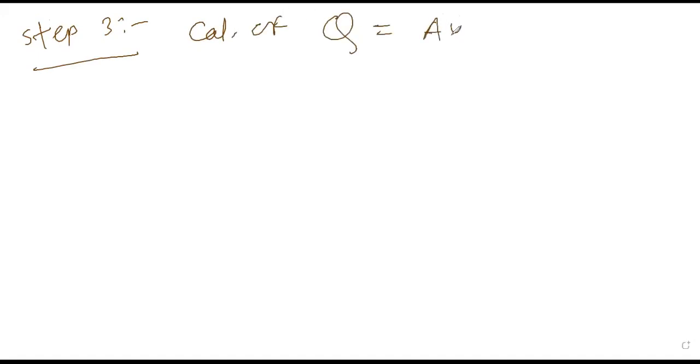Now next step number 3. Calculation of capital Q is equal to A Y bar. So we have two forces, FW1 and FF. For these two forces, we will consider QW1 and QF.